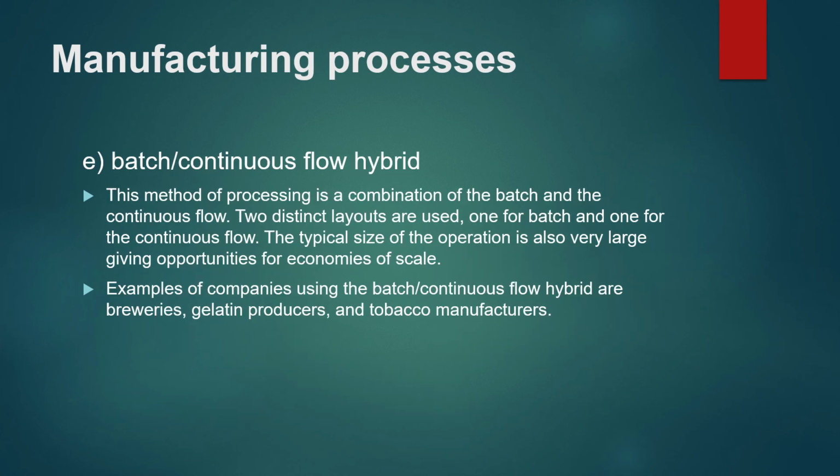Batch continuous flow hybrid. This method of processing is a combination of the batch and the continuous flow. Two distinct layouts are used, one for batch and one for the continuous flow. The typical size of the operation is also very large, giving opportunities for economies of scale. Examples of companies using the batch continuous flow hybrid are breweries, gelatin producers, and tobacco manufacturers.